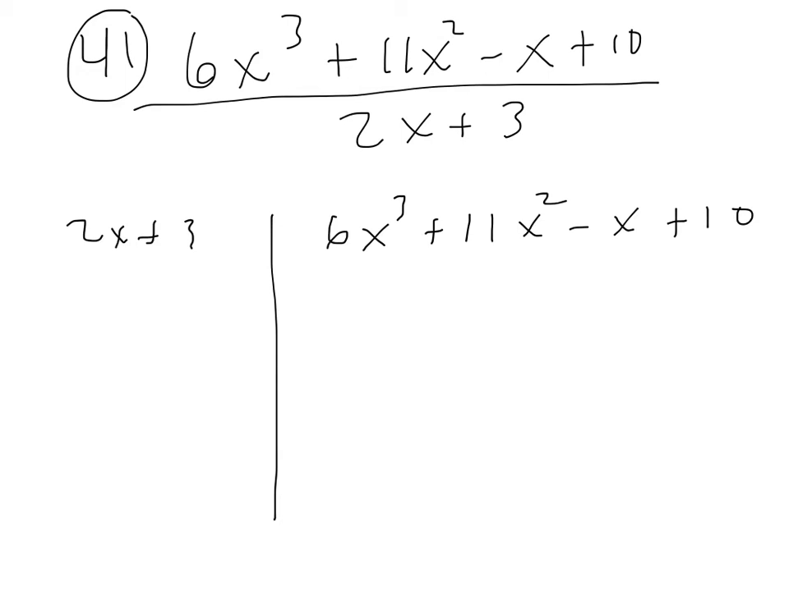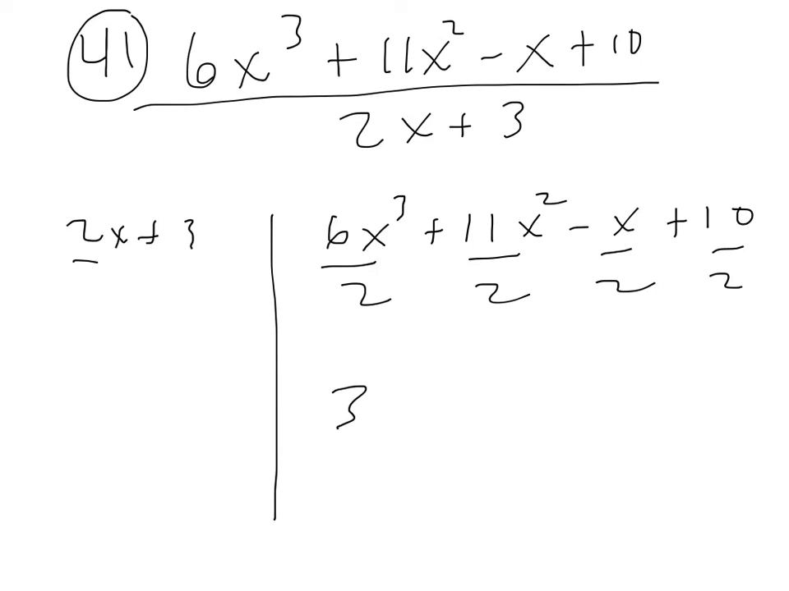Alright, so the degree of my numerator goes from 3 to 2 to 1 to 0. So there are no missing coefficients there. I'm good to go. And similarly, the degree of my denominator goes from 1 to 0. So in descending order, no missing exponents. So no need to add in any zeros. Alright, then I'm going to divide by the lead coefficient of the denominator, which is 2. I'm going to divide everything in my numerator by 2.